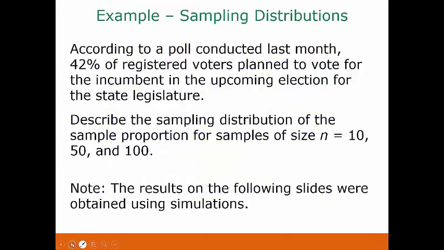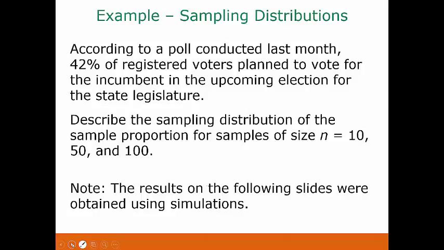Here's an example. According to a poll conducted last month, 42% of registered voters plan to vote for the incumbent in the upcoming election for the state legislature. Describe the sampling distribution of the sample proportion for samples of size n equals 10, samples of size n equals 50, and samples of size n equals 100.